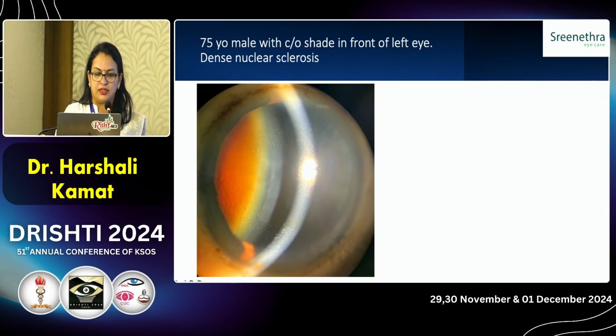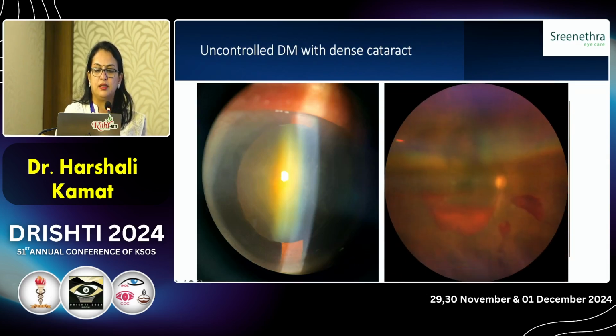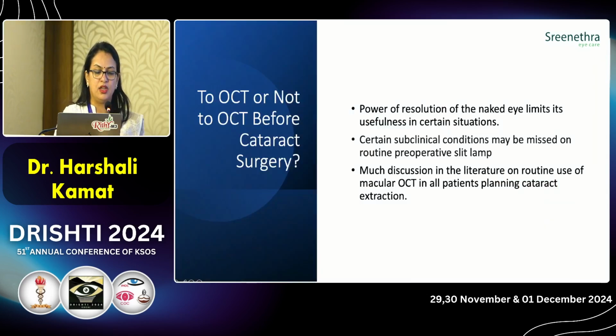which would have been completely missed if the IO was not done. Another case to illustrate: a dense cataract with a hazy view would have entirely missed a proliferative diabetic retinopathy if a careful posterior segment evaluation was not done. To do an OCT or not before cataract surgery is very controversial. It's more commonly done in patients who are going in for premium lenses. However, to do it routinely for every cataract patient is a little controversial.